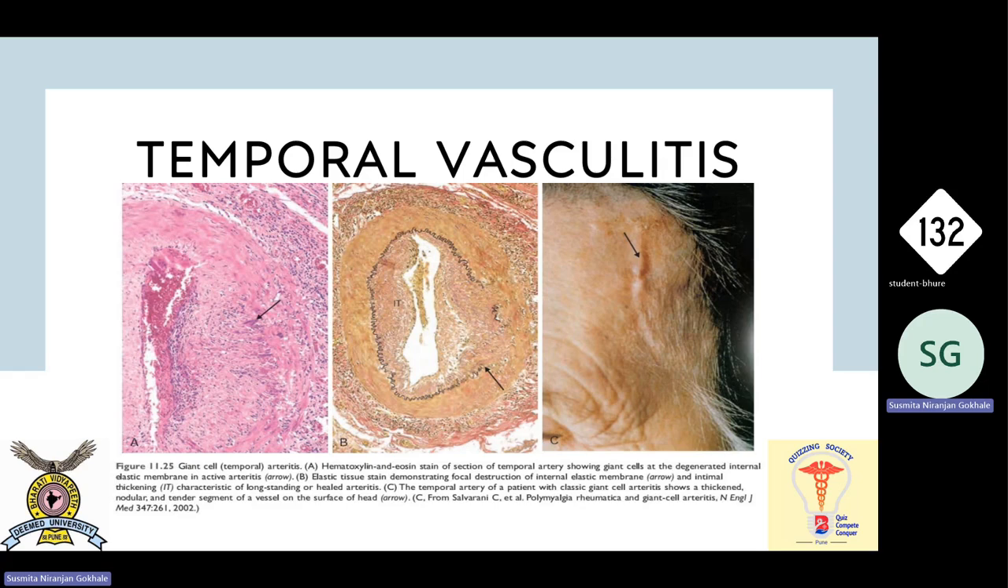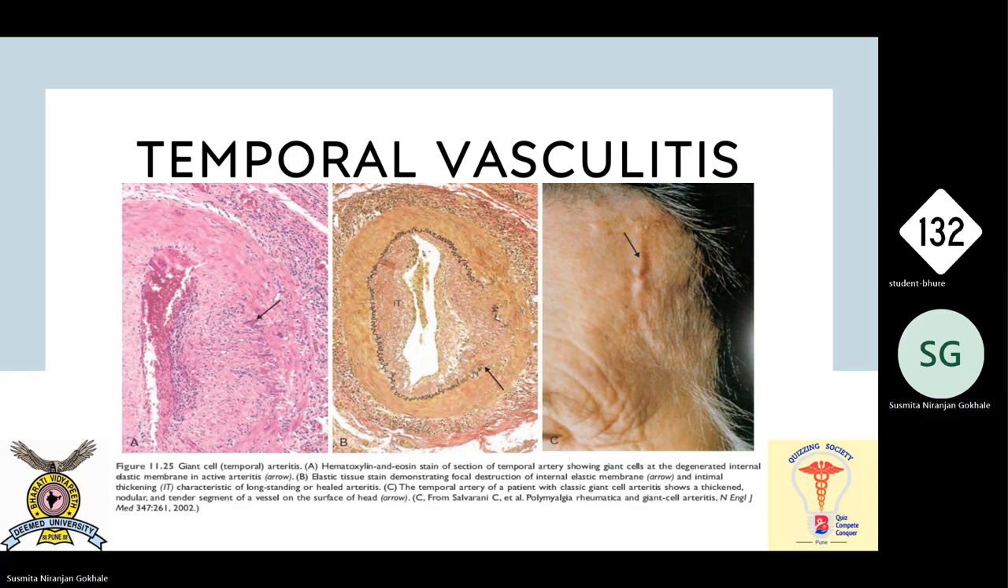It is also called giant cell vasculitis. When we see the histological picture, we see giant cells present in the inflammation. This arrow here shows the giant cell. Hence, it is also called giant cell vasculitis. This is a picture showing the forehead, with the superficial temporal vessels. This kind of vasculitis is characterized by lesions which are nodular and tender on the blood vessel.